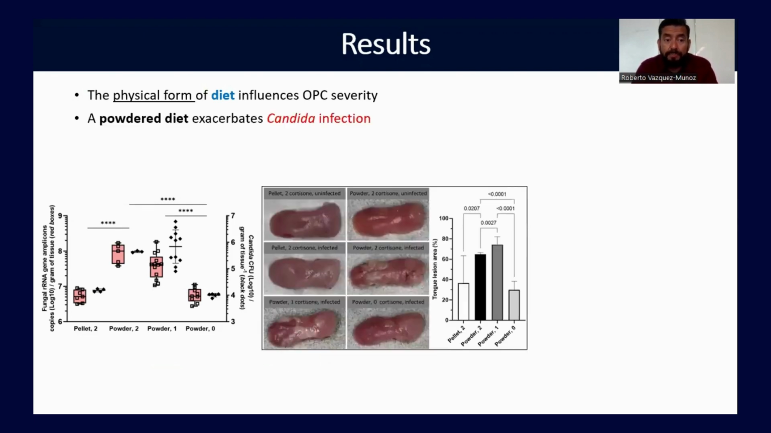For example, a powder diet exacerbates Candida infections. Here we have, for example, mice under a pelleted diet with two immunosuppressions. We see the fungal biofilm, this white coverage on the tongue. And this is worsened when we have the mice under the powder diet with either 2 immunosuppressions or 1 immunosuppression. Even in immunocompetent mice, mice that have not been immunosuppressed, they develop oropharyngeal candidiasis under the powdered diet.